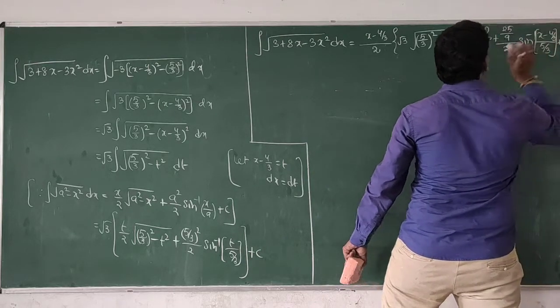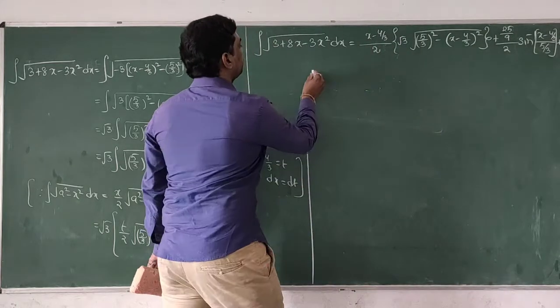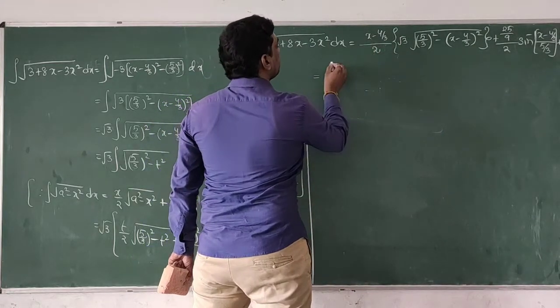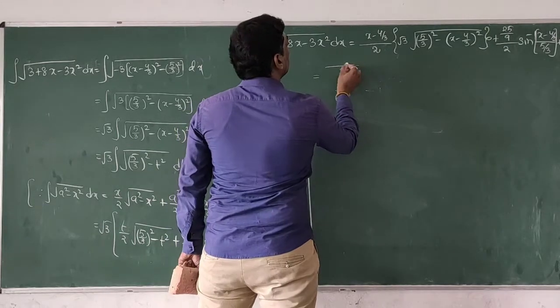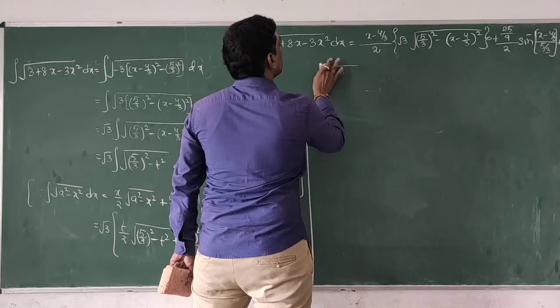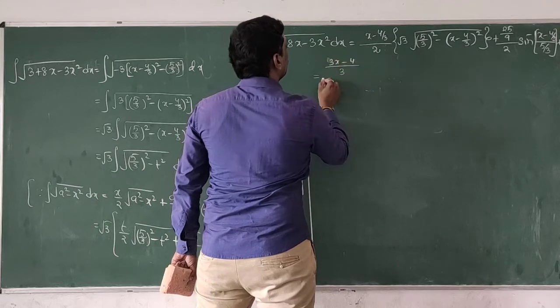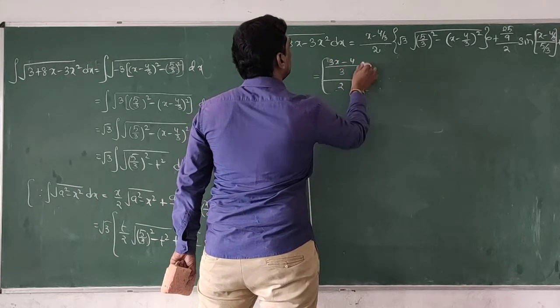plus c. Okay, now do the LCM in the numerator. 3 is the LCM. Good. 3 is the LCM. 3x minus 4 whole by 2.